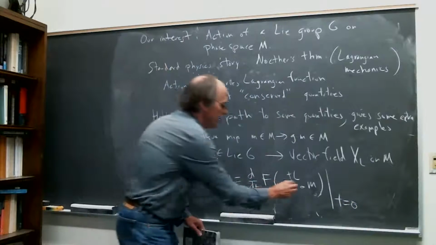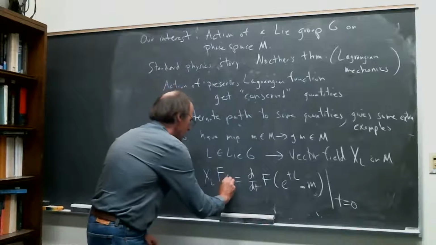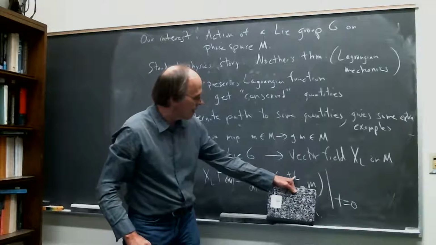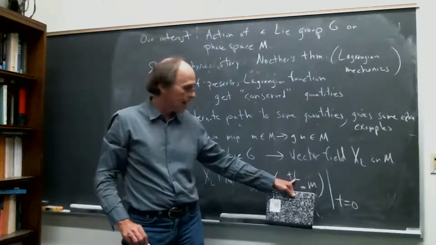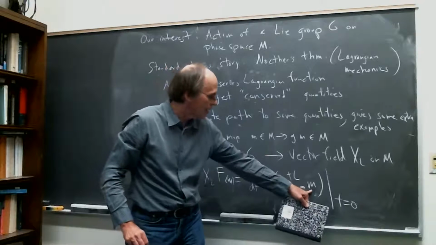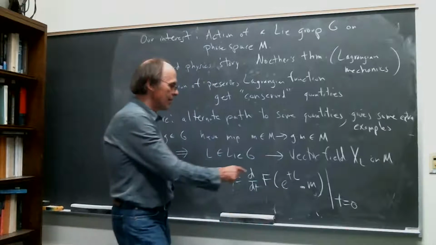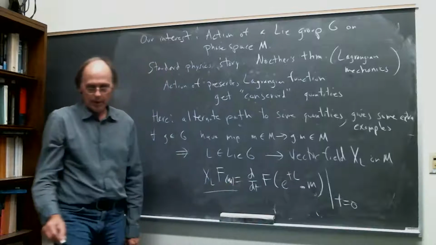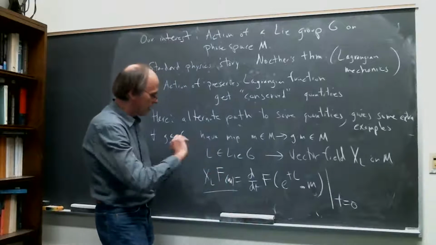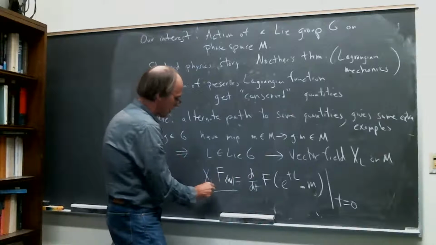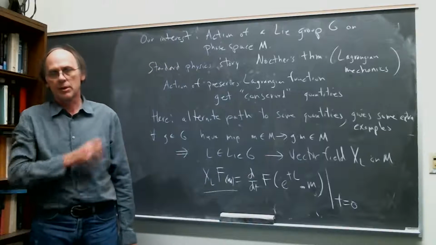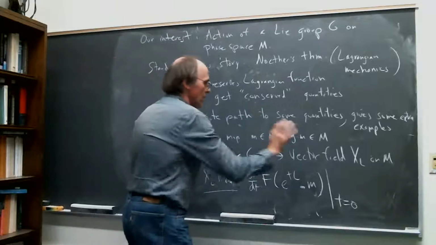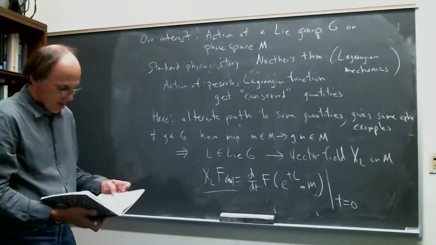So you imagine at each M, you imagine exponentiating the Lie algebra element, getting a group element acting on M, and then taking the rate of change of this as t goes to 0. That's going to give you a linear operator on functions, which tells you what the vector field is. Okay, so that's that.